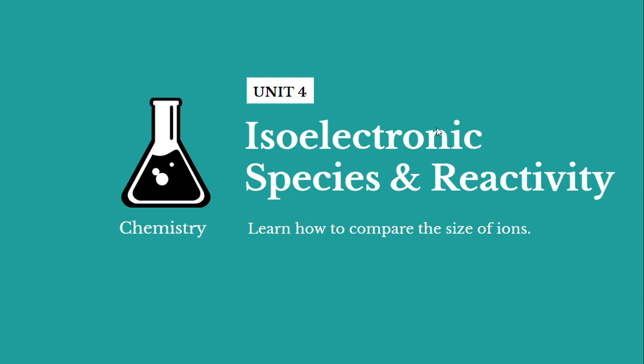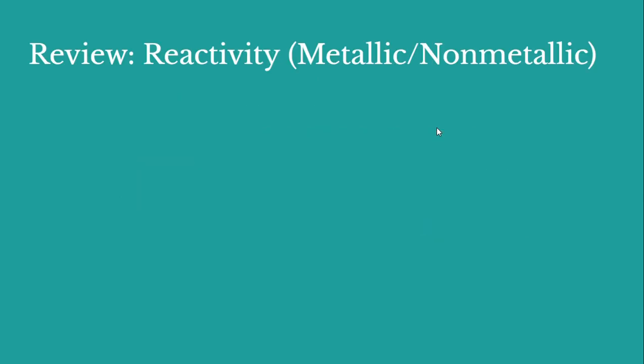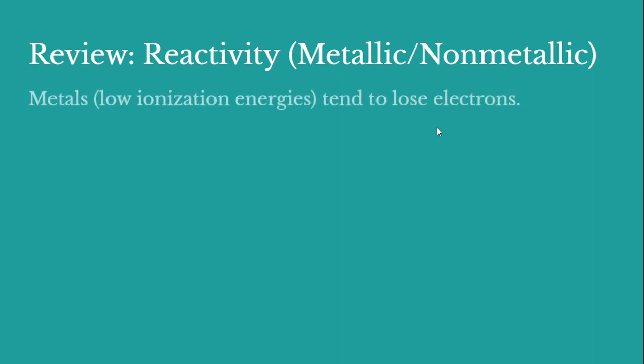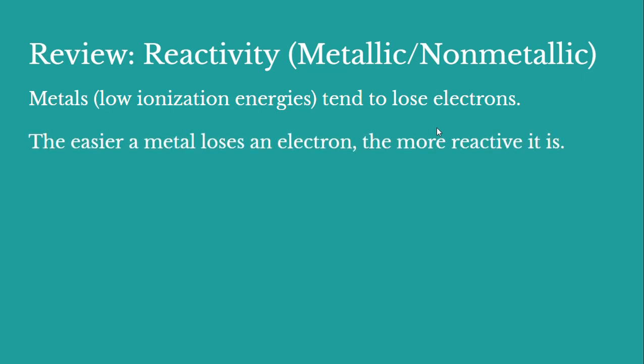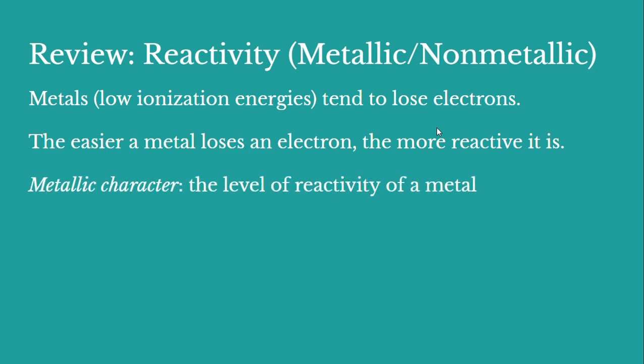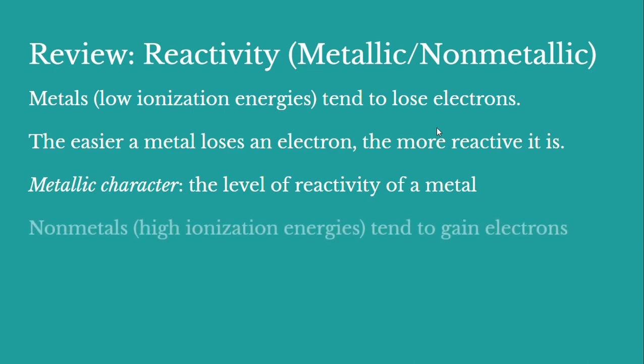This is isoelectronic species and reactivity. First, let's review reactivity. Metals tend to lose electrons, which is why they have low ionization energies. The easier a metal loses an electron, the more reactive it is. And we refer to this level of reactivity as a metal's metallic character.